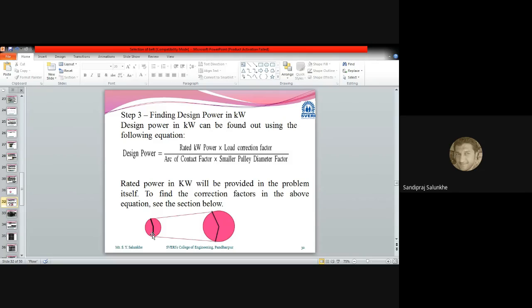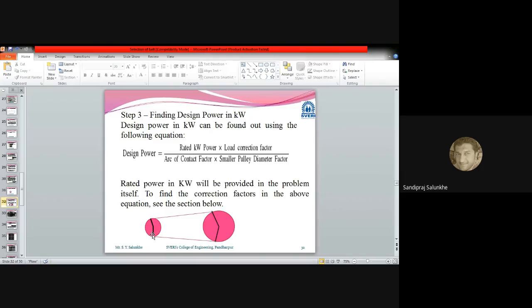Now these arcs of contact are not exactly 180 degrees. For the smaller pulley, it is smaller than 180 degrees, whereas for the bigger pulley, it is higher than 180 degrees. That's why, as all the calculation we are going to do is based on a 180 degree lap angle, that is the contact angle, the arc of contact, we are going to have some corrections, and from those corrections, we take that factor.